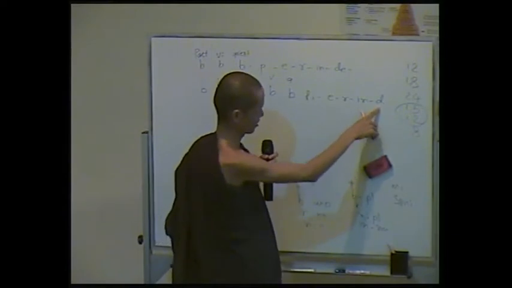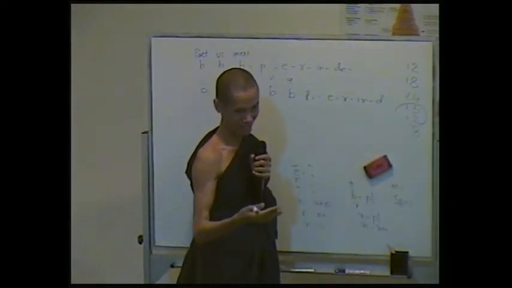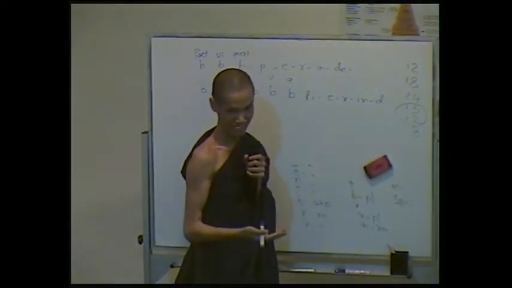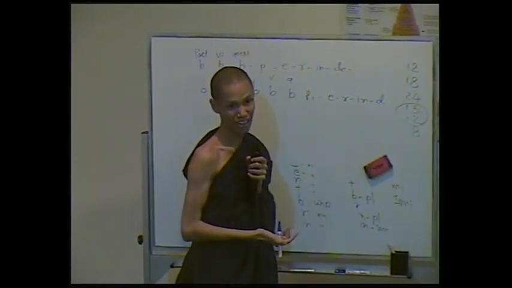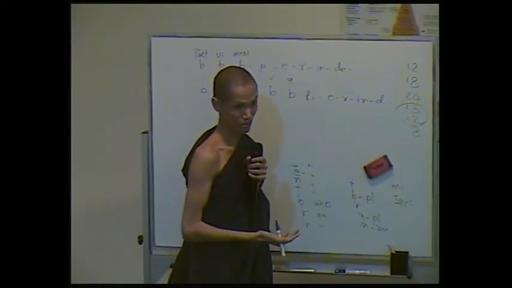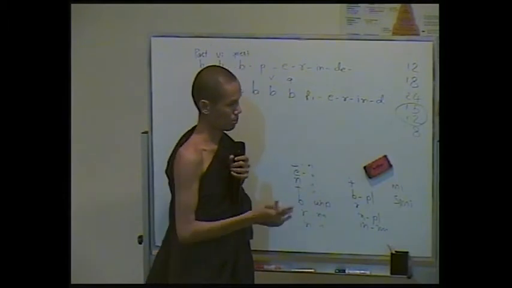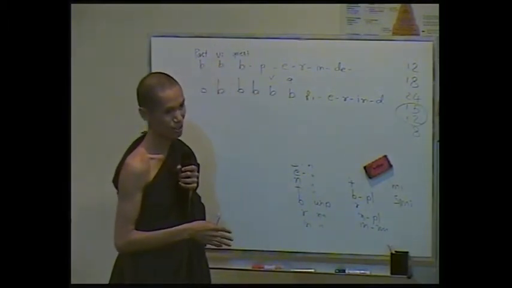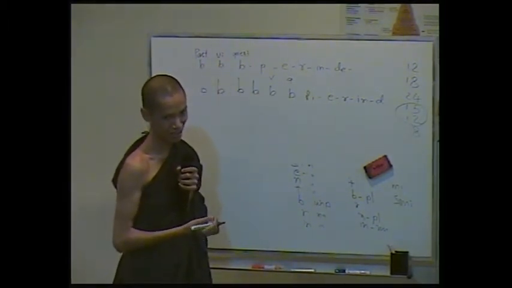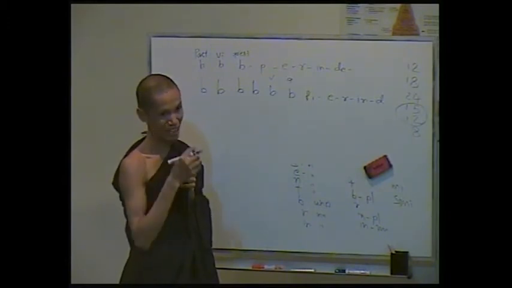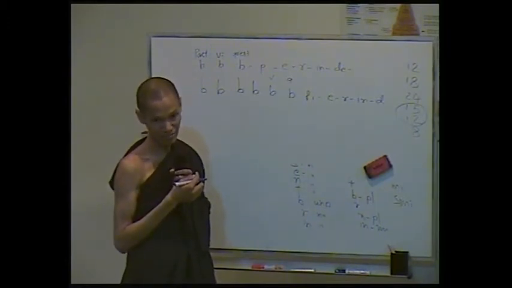1, 2, 3, 4, 5, 6, 7, 8, 9, 10, 11. So 7 javana cannot become 18. Cannot be 7 javana. No time for the 7 javana. Because one process cannot be more than 17. Because the eye sensitivity can only last 17 mind moments.